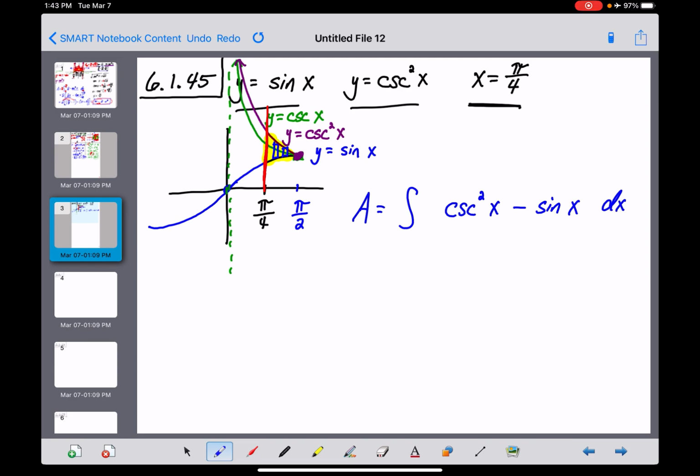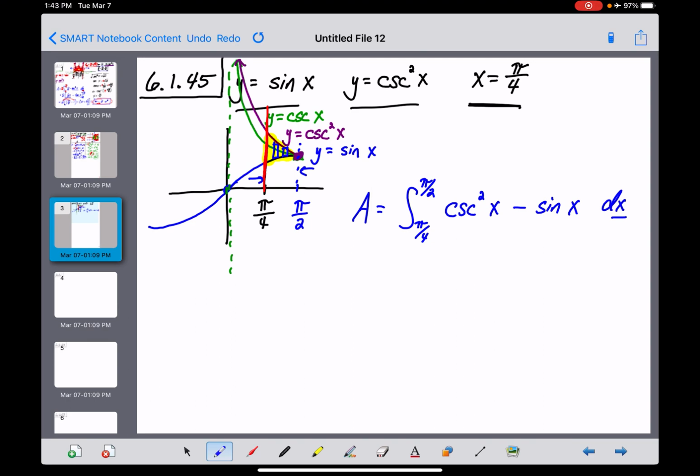Okay, so that's where we are right there, and the limits of integration would need to be the lowest and highest values of x in this region. Well, it begins right here, guys, at pi over 4, and it looks like it ends right here at pi over 2. So that's what I'm going to put there for my limits, from pi over 4 on the bottom up to pi over 2 on the right.